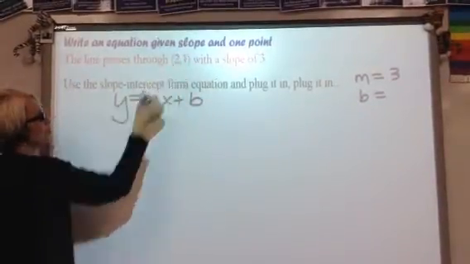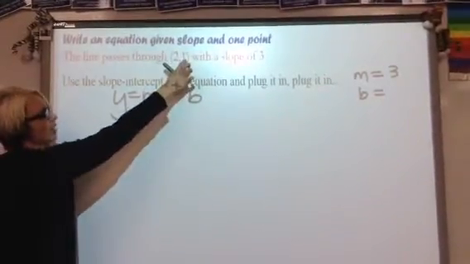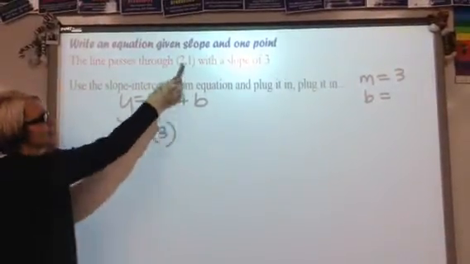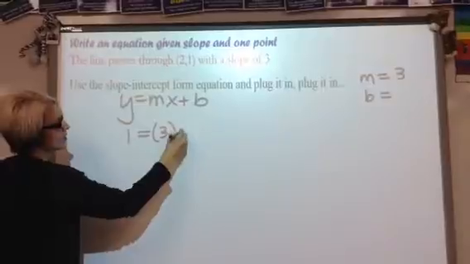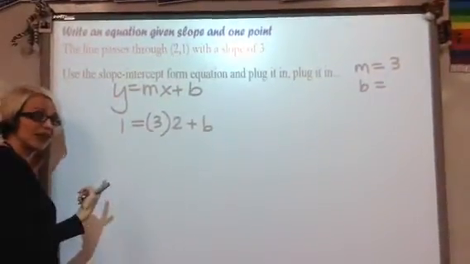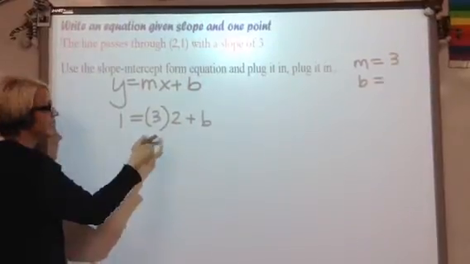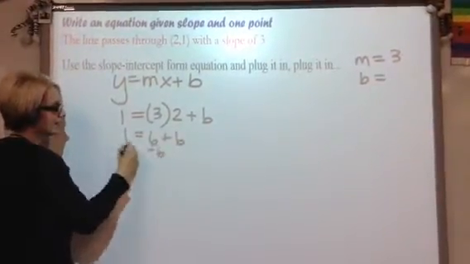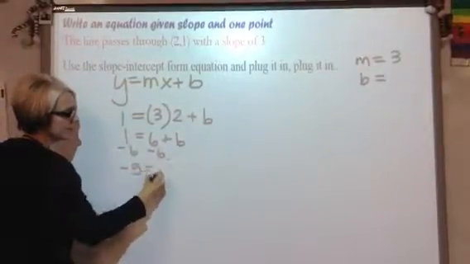y is a coordinate, so we're going to put a 1, because that's the y coordinate. m is the slope. x is a coordinate, so we're going to use the x coordinate. And now we don't know b. See what we can do now? We can solve for b. So 1 is equal to 6 plus b. Subtract 6, negative 5 is equal to b.